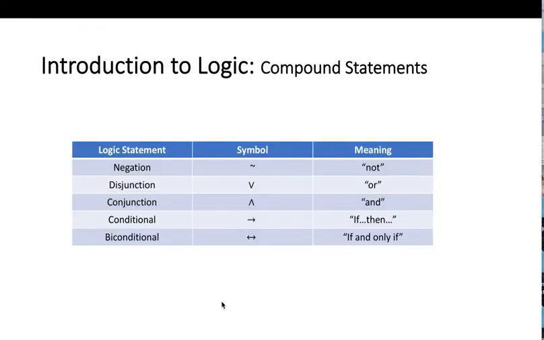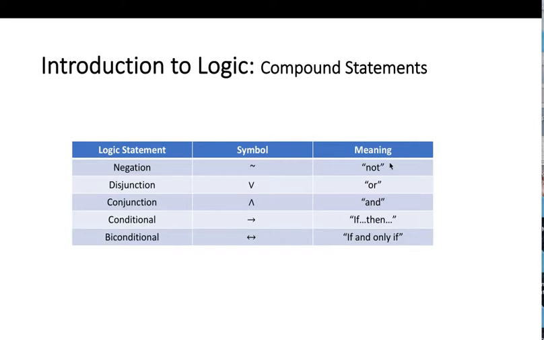Okay, moving on. So we've talked about negation. We have 4 other symbols that we need to talk about. Now, what I've done in this chart is that I've listed the logic statements. So these are the logic statements: negation, disjunction, conjunction, conditional, and biconditional. These are the symbols related to these logic statements.